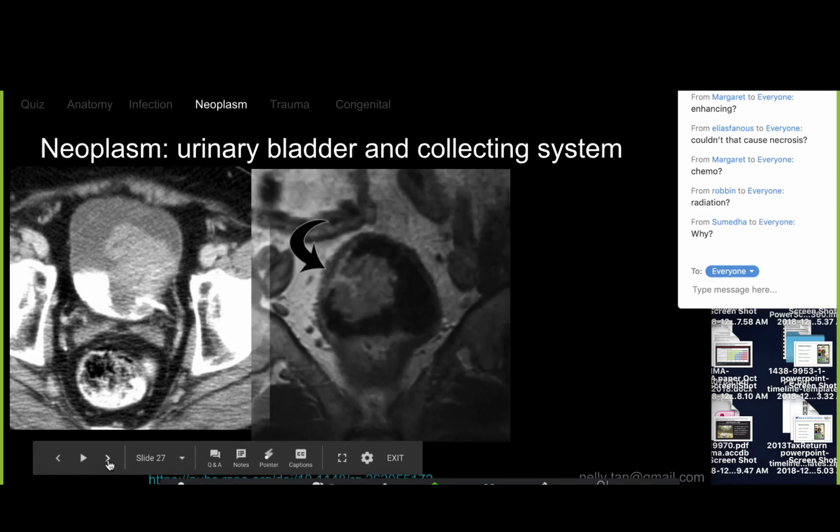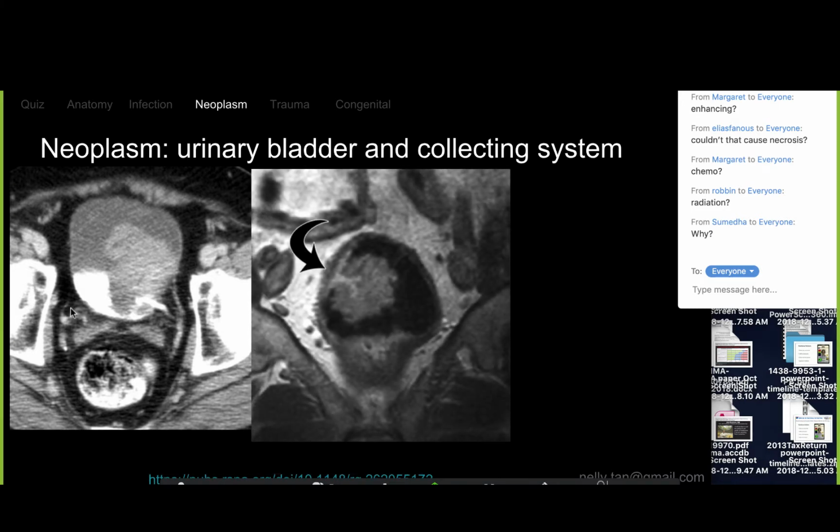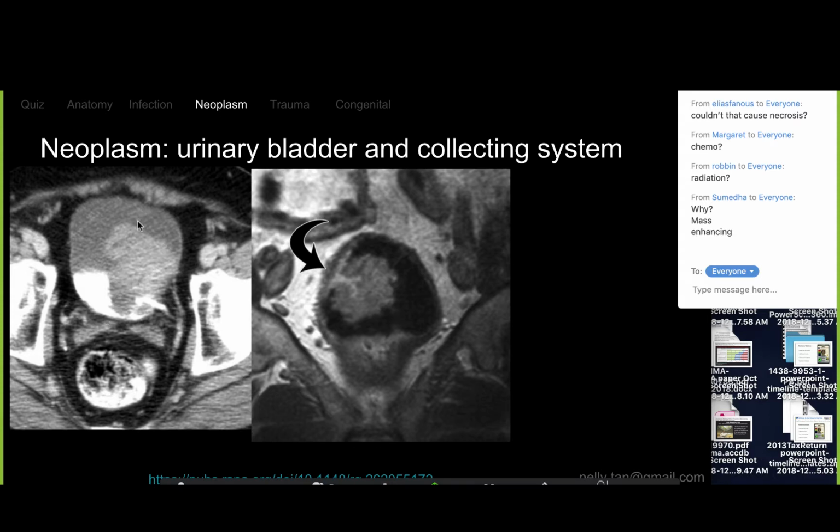And here is the bladder. What do you guys think? Is that a normal looking bladder or abnormal? What's abnormal about it if it's not normal? A mass, yeah. So there's a mass. So here's the bladder. Exactly. There's an enhancing mass, and it's causing a filling defect.